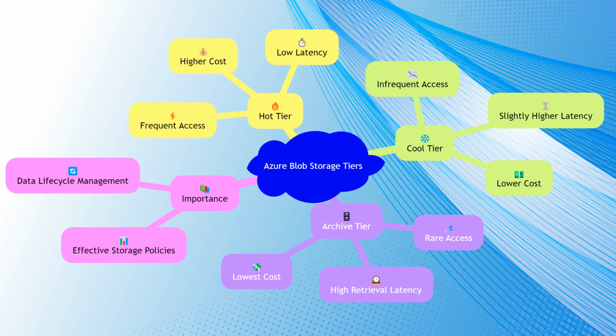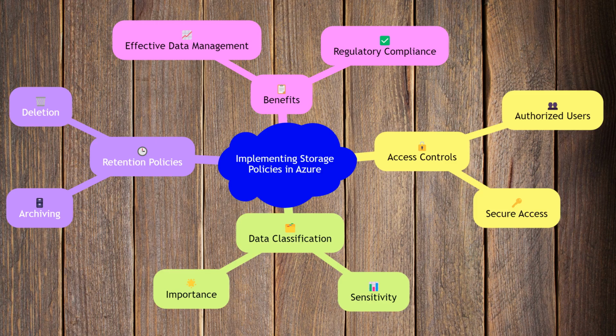Understanding these tiers is essential for implementing effective storage policies and data lifecycle management strategies. Implementing storage policies in Azure involves defining rules and guidelines for data storage, access, and retention. This includes setting up access controls to ensure that only authorized users can access sensitive data, defining data classification schemes to categorize data based on its sensitivity and importance, and establishing retention policies to determine how long data should be kept before being archived or deleted. These policies help organizations manage their data more effectively and ensure compliance with regulatory requirements.